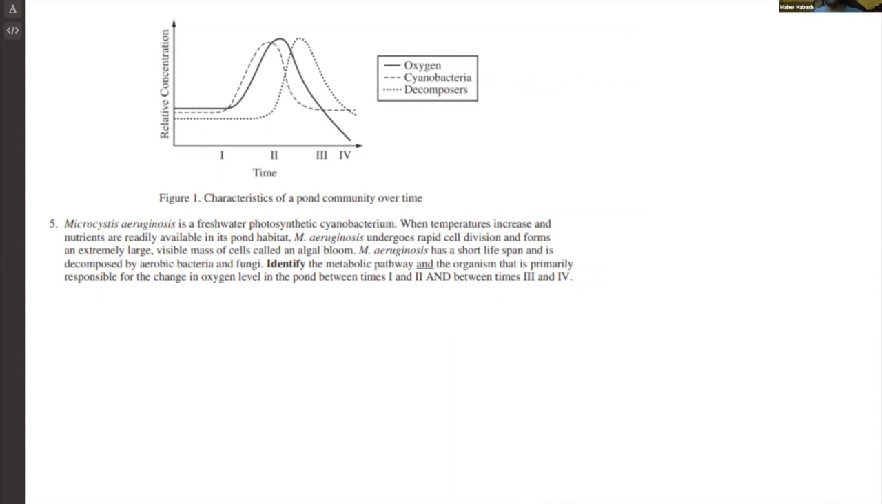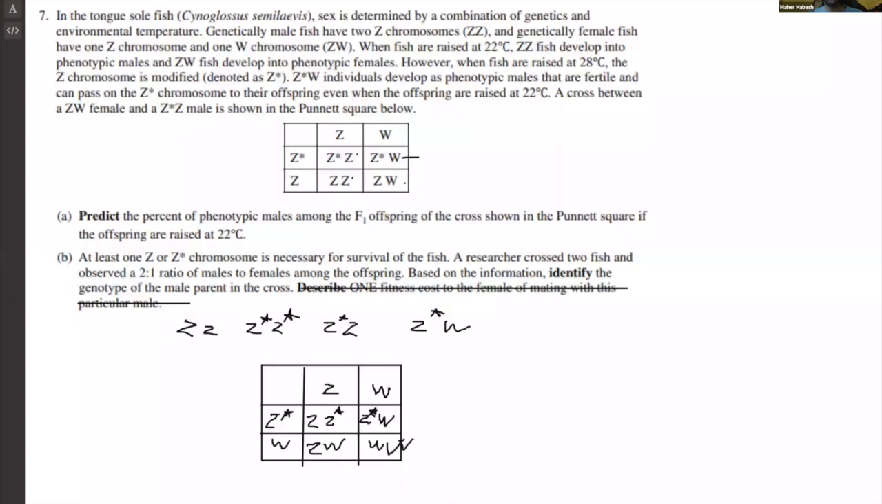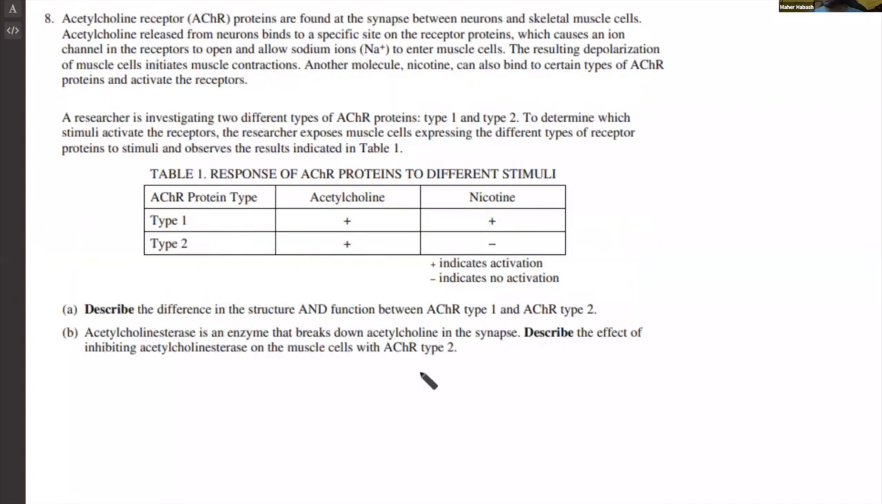Okay, let's actually do this one. I think this is the best one.